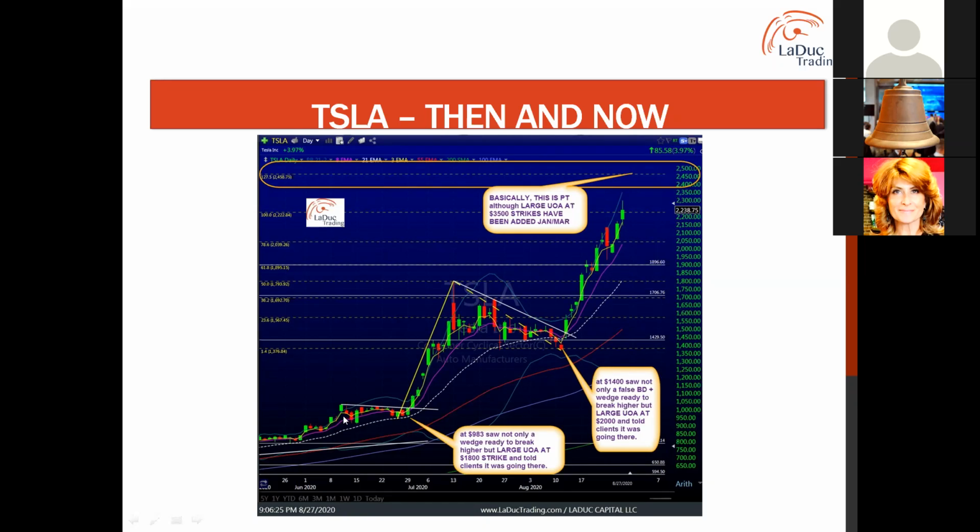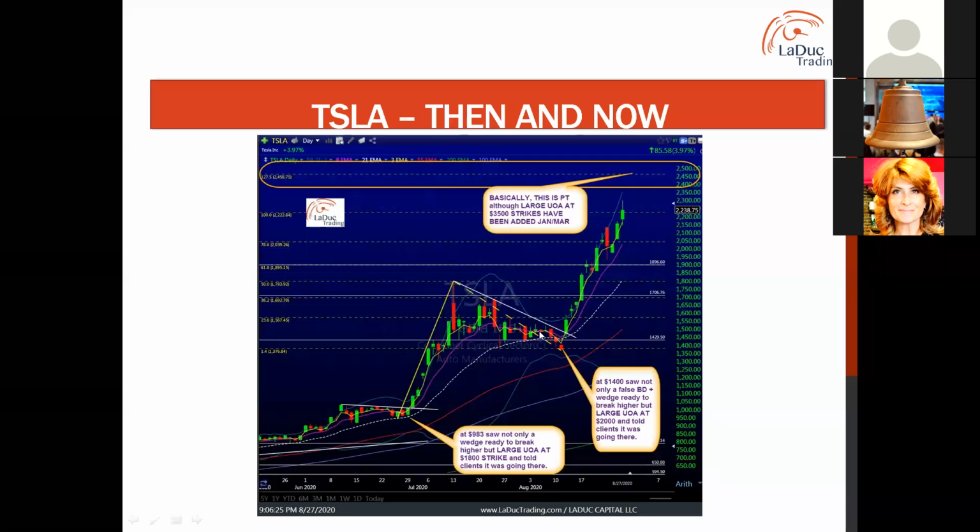I not only saw the wedge about ready to break out, but I also saw very large unusual option activity at the $1,800 strike. 1,800 was way up here. And we're talking large. So 5 million, 10 million, cumulatively, there was a ton of out of the money call buying. And August represented a very big directional flow in the FANG stocks. Apple had its biggest call buying ever. And it's, of course, an institutional name, but it was still being played by retail like a Tesla.